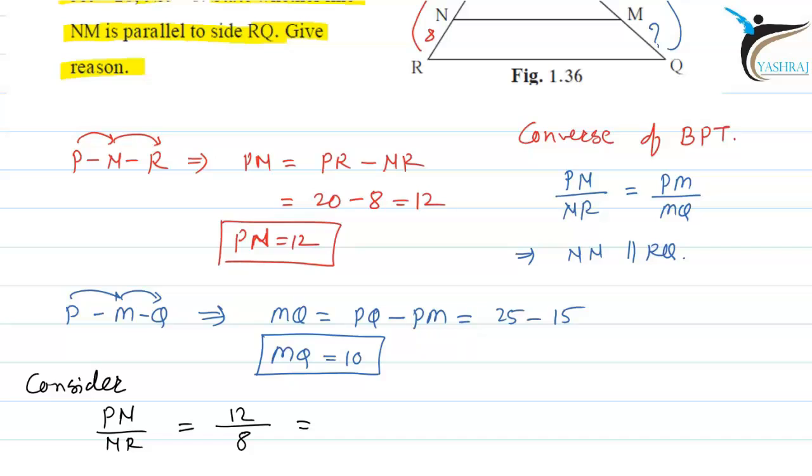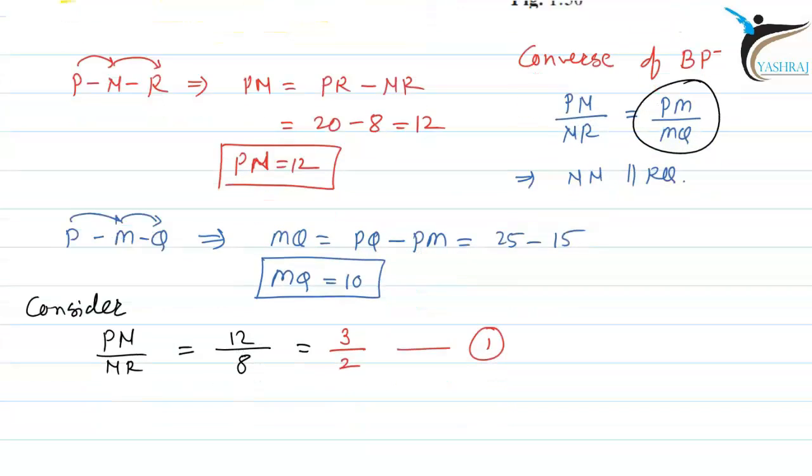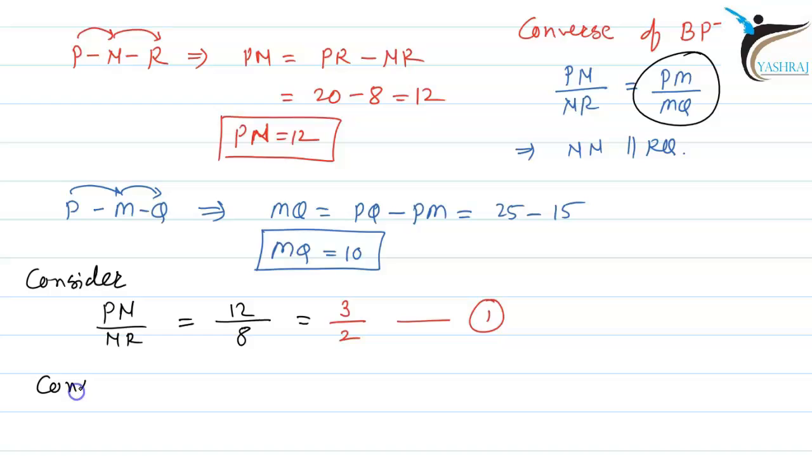So let's try to use divisibility. 12 and 8 have the common divisor 4. 4 3s are 12, 4 2s are 8. I would like to call it equation number 1. Now look at the second ratio, PM divided by MQ. So now try to consider the second ratio, PM divided by MQ.